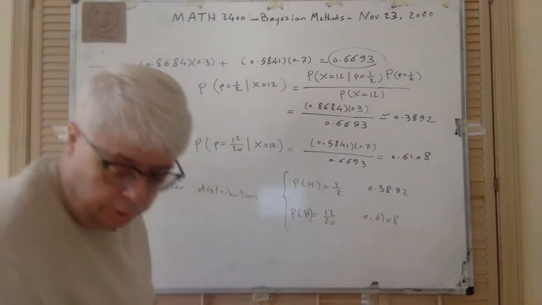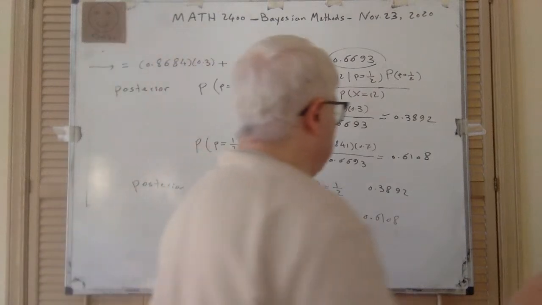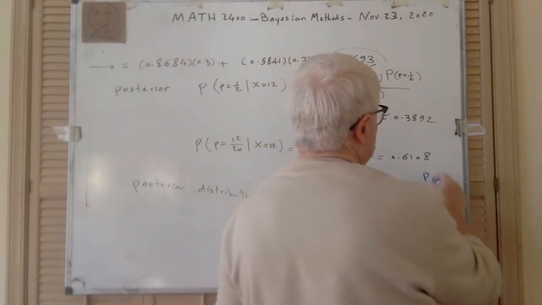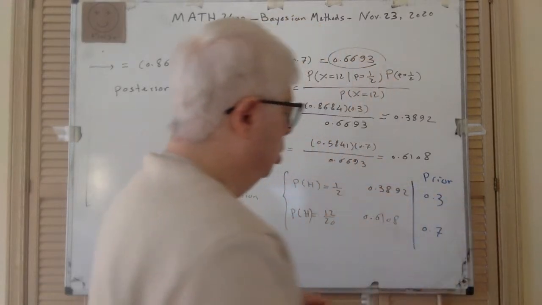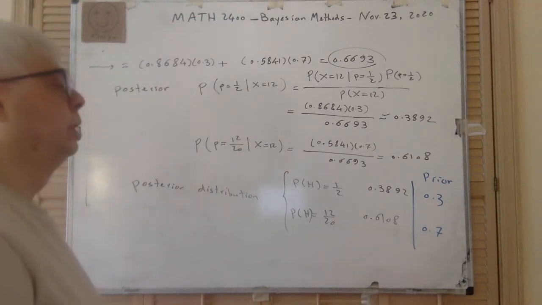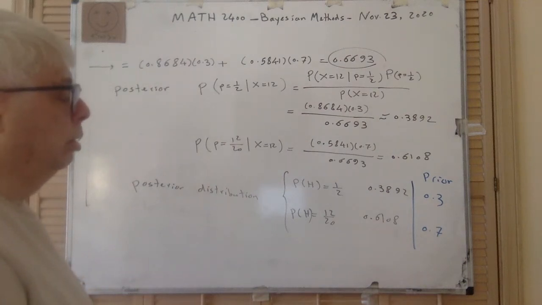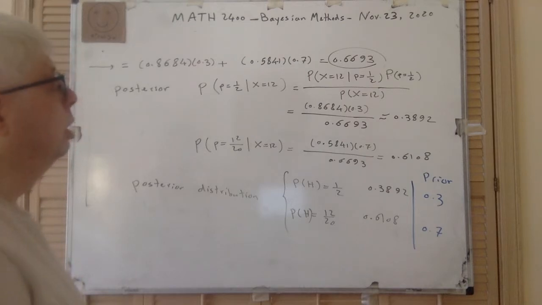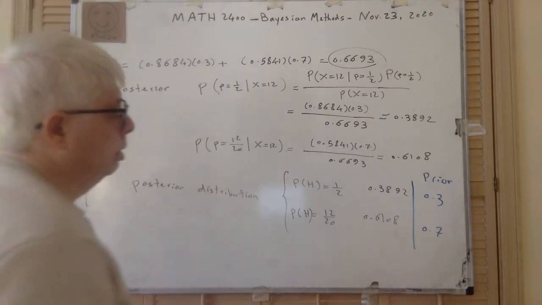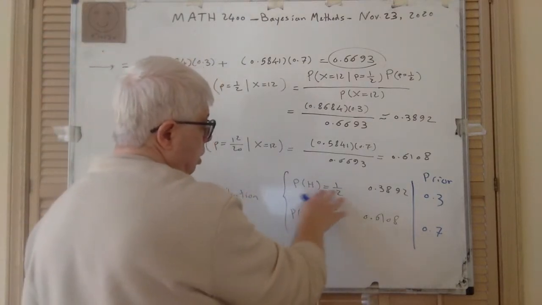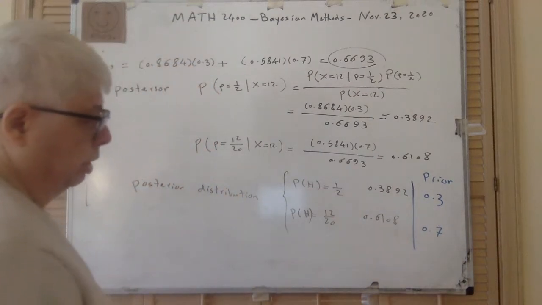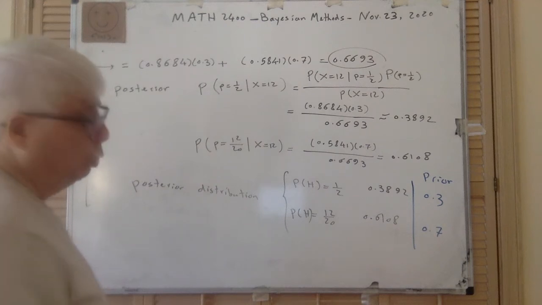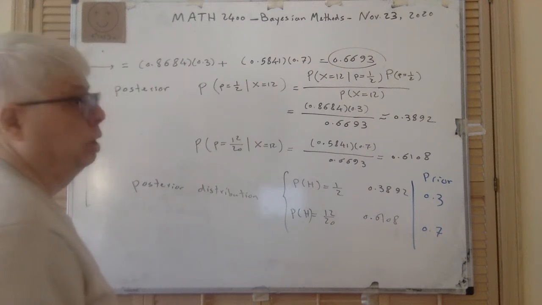Well, remember it was 0.3 and 0.7. So the prior was 0.3 and 0.7. So this experiment is telling me that, in a sense, the probability that p being 1/2 is higher than what I was thinking, given this experiment. Okay, so that's given.